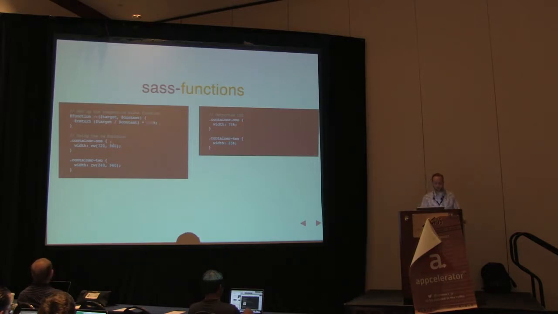The way that you use it is on your element, you're setting a width of the result of RW. You're calling RW with 720 for your target, 960 for your context. And that returns 75% in your output. And then for the second container, we're doing 240 and 960. That's going to give us 25%. So this is kind of like a main content thing with a sidebar on the side.